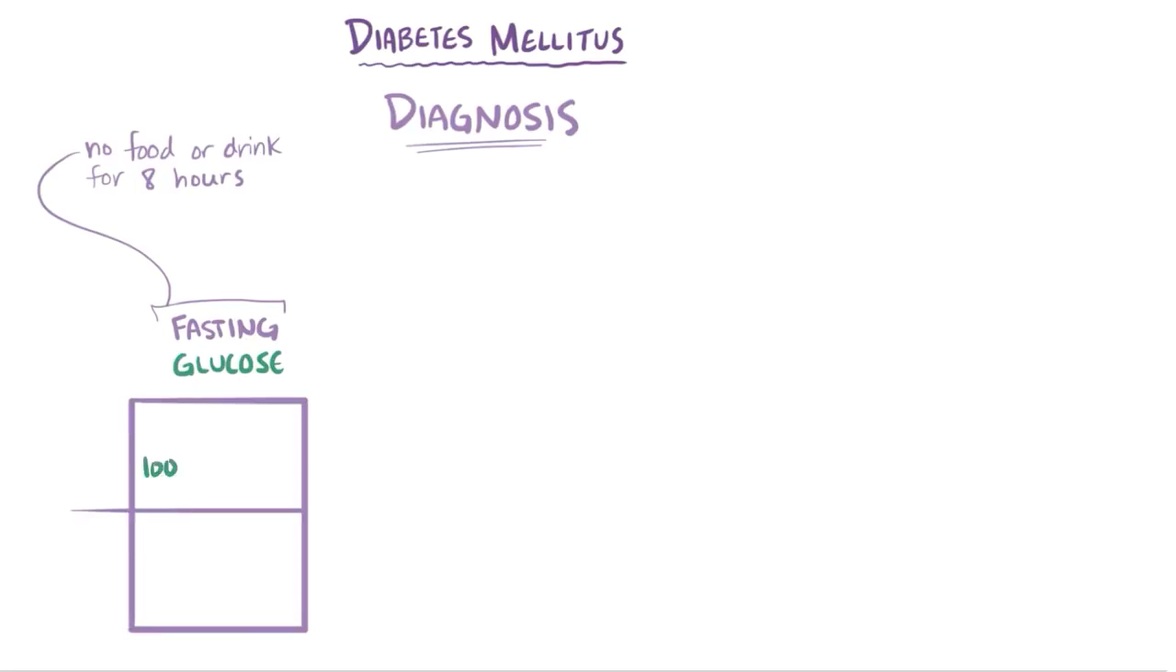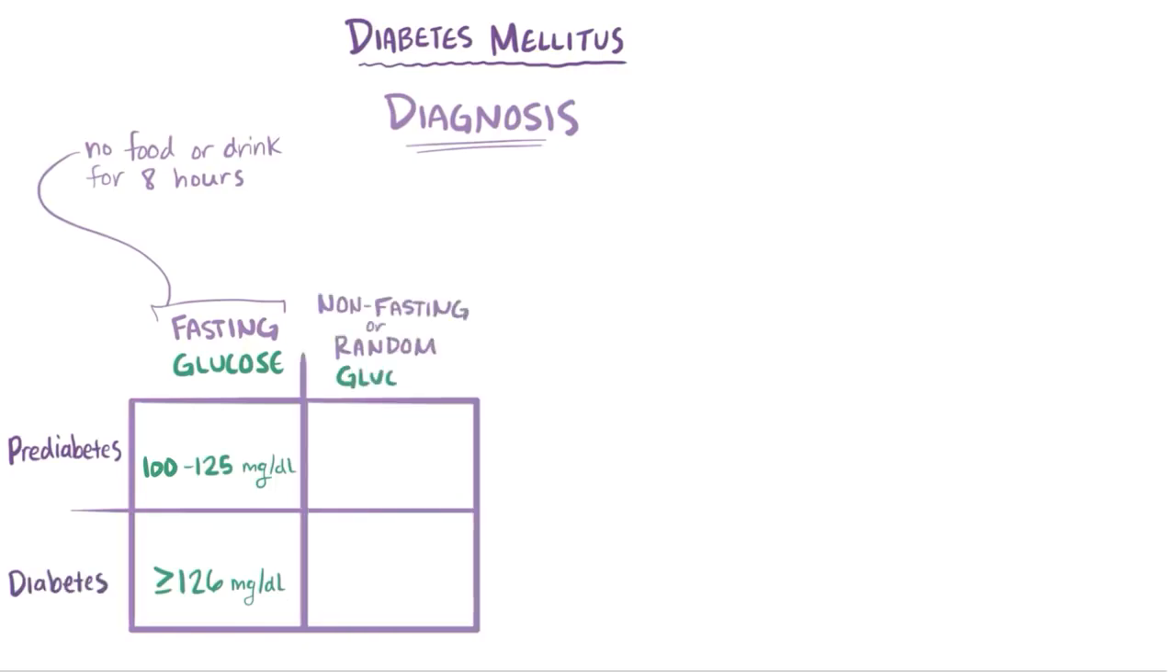Levels of 100 milligrams per deciliter to 125 milligrams per deciliter indicates prediabetes, and 126 milligrams per deciliter or higher indicates diabetes. A non-fasting or random glucose test can be done at any time, with 200 milligrams per deciliter or higher being a red flag for diabetes.